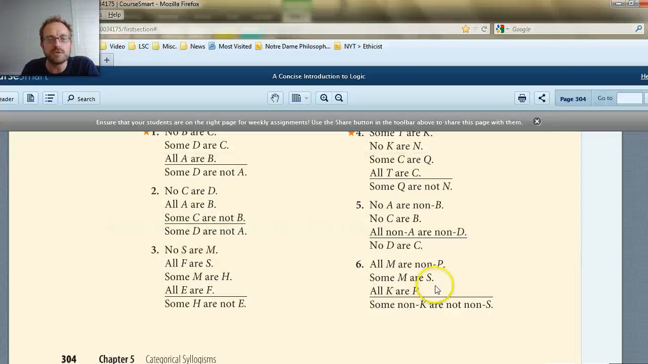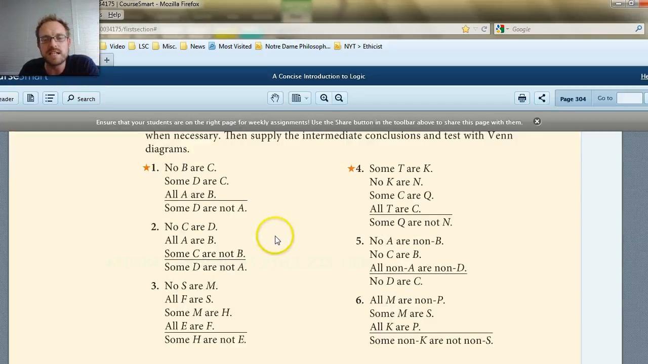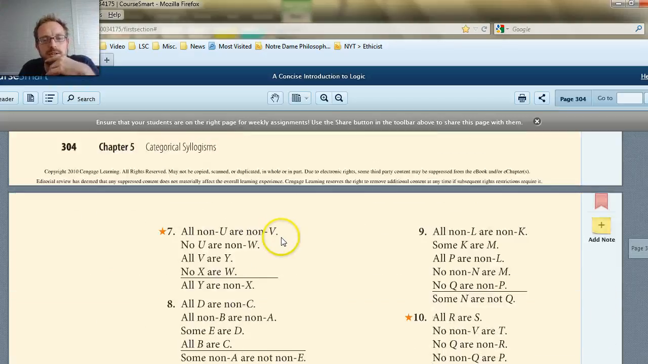Now, to show you briefly here in your homework, what you have to do is rewrite them first into standard form, reduce the number of terms when necessary. Actually, you guys aren't going to have to do that because we didn't cover that, and you're using the Aplia, but that is something you have to do. If you are to reduce terms, take a look at, I think it's section 5.5, which basically tells you to use inversion, contraposition, and conversion to get rid of terms and this sort of thing. But that's not a big focus. It's not going to be on the test, actually.